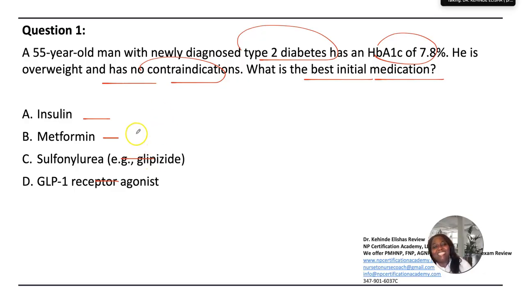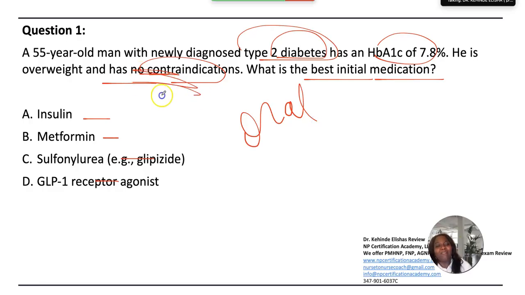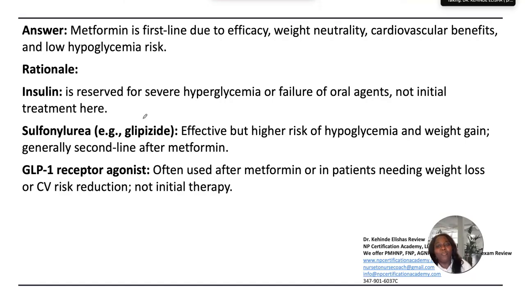I'm saying just one answer in the chat. We've said it many, many times. Type 2 diabetes, oral is always the best. This person has no contraindication to this drug. We don't have to worry about lactic acidosis or anything. The final answer is going to be metformin.